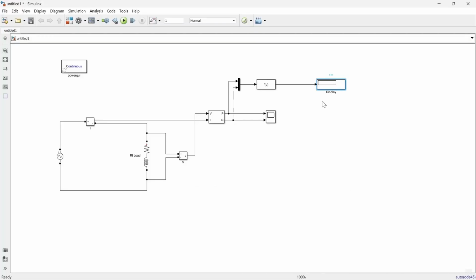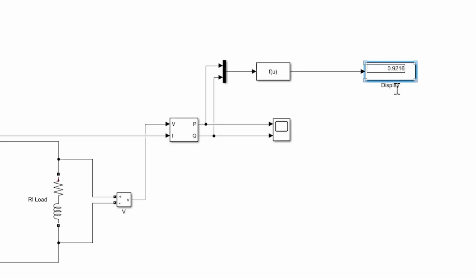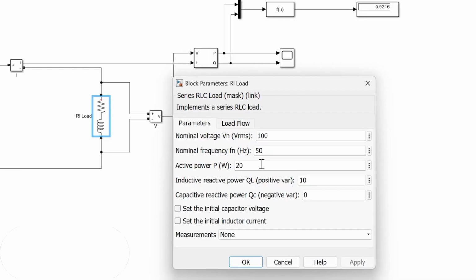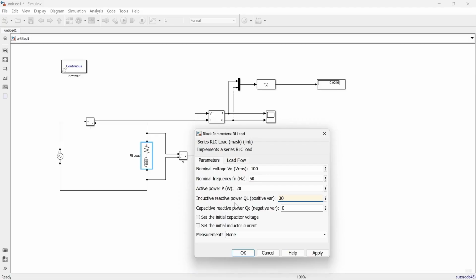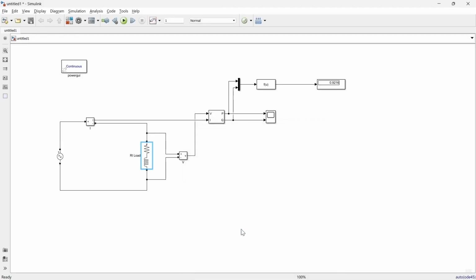The quantity we'll observe over here will be cos phi, that is power factor. So now let's run this, and you can see over here the power factor is 0.92, and over here you can see the active power is 20 watt and reactive power is 10 VAR. Now let me increase the reactive power to 30 VAR. So here you can see the reactive power is more and active power is less. And now let's find out the power factor. Now let's run. So the updated answer is 0.66. So the power factor will reduce when we increase the reactive power.